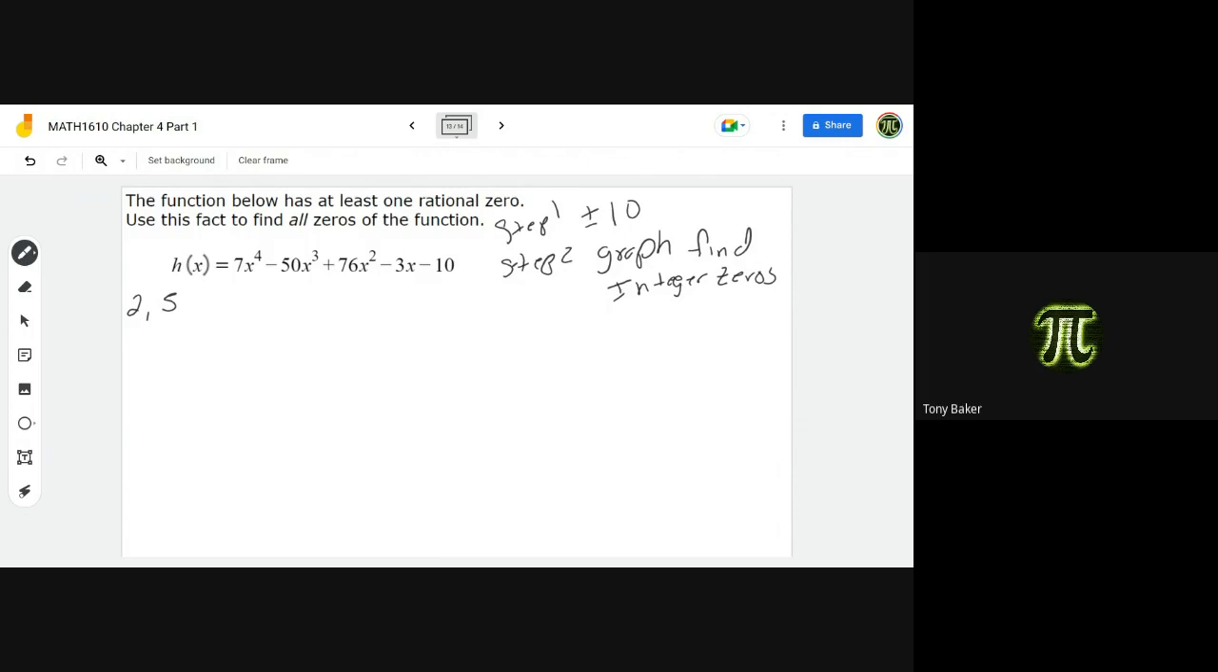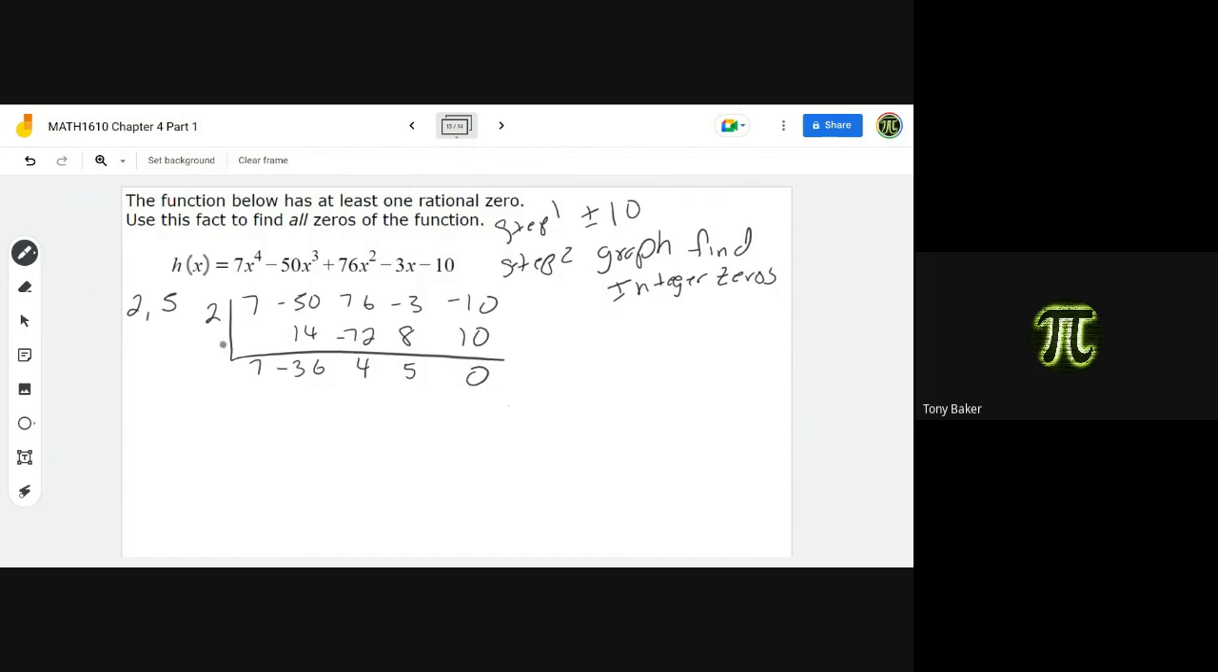I want to do 2. It doesn't matter which one you do first. 7, negative 50, 76, negative 3, and negative 10. 7, negative 36, 4, 5, 0. Now, your remainder should always come out to be what? 0. If it doesn't come out to be 0, you screwed something up. And since you know it's supposed to be 0 on the graph, go back and check your math here.